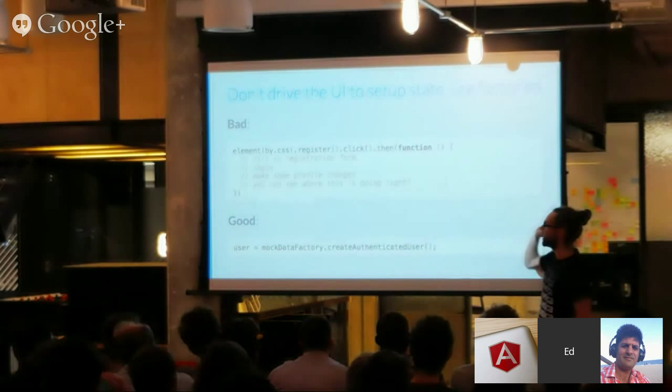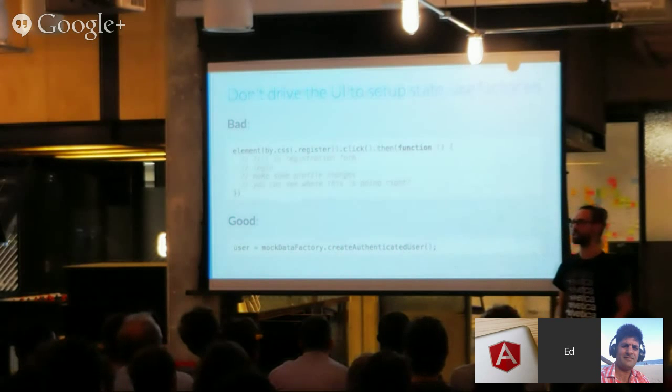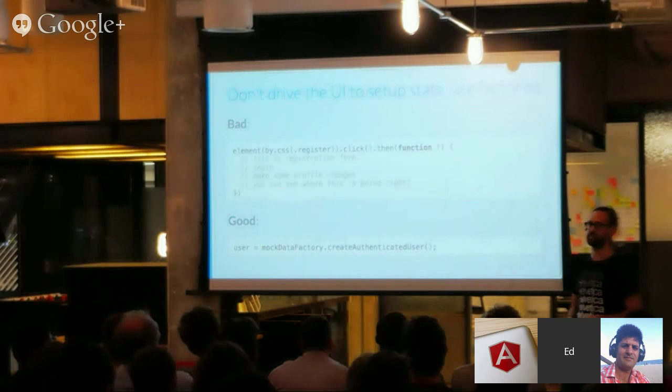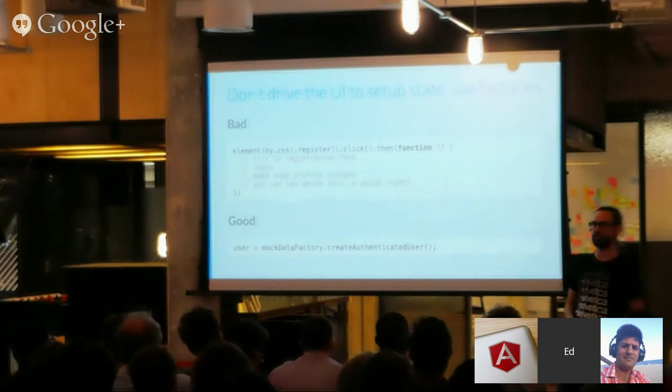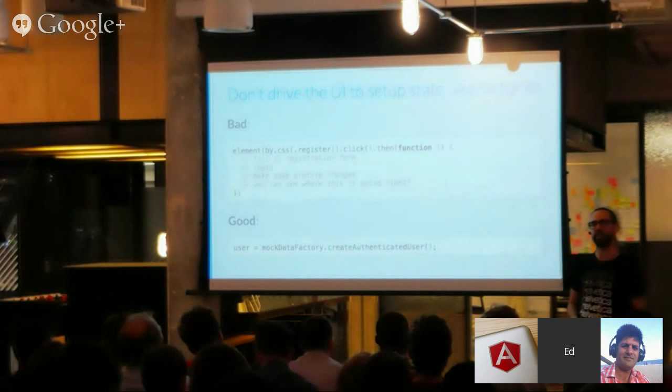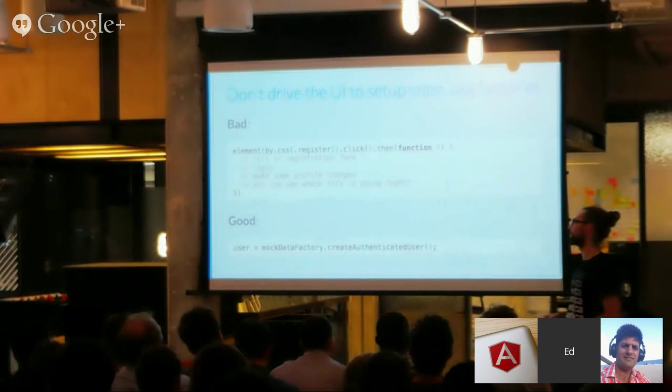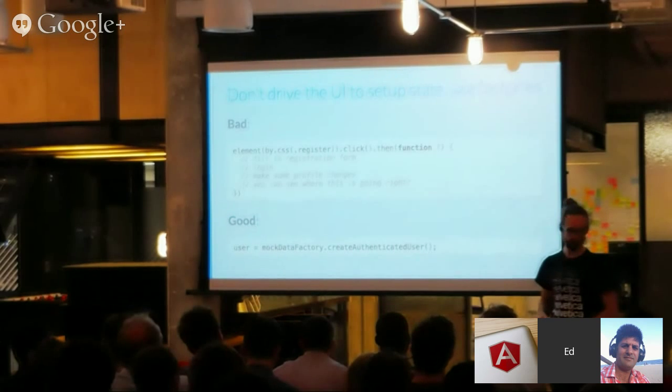So you can neatly shortcut that by building yourself some simple factories. Let's have a little factory that creates a user and puts it in a certain state. We use an awful lot of mock data, and I'll come back to how we use mock data a little bit later.